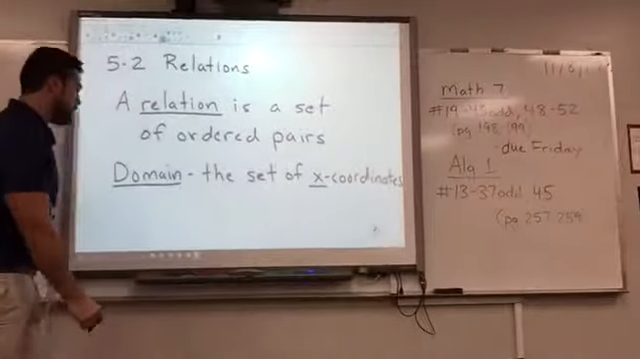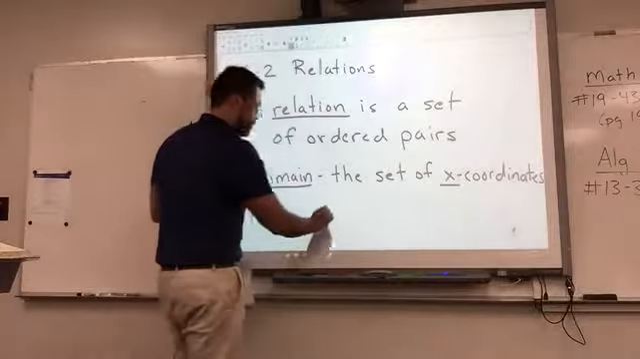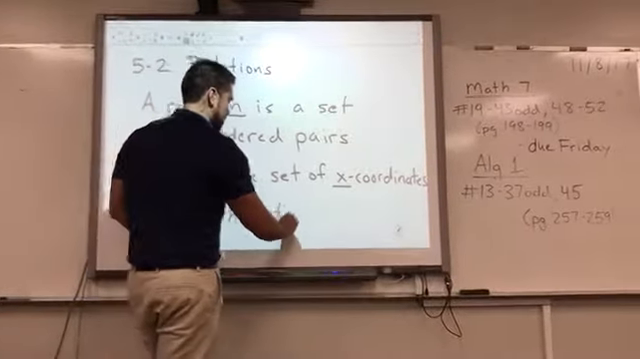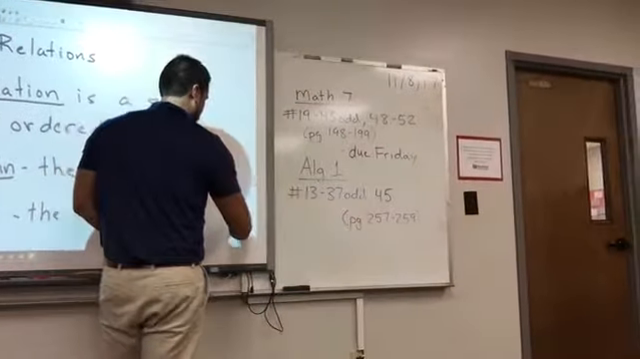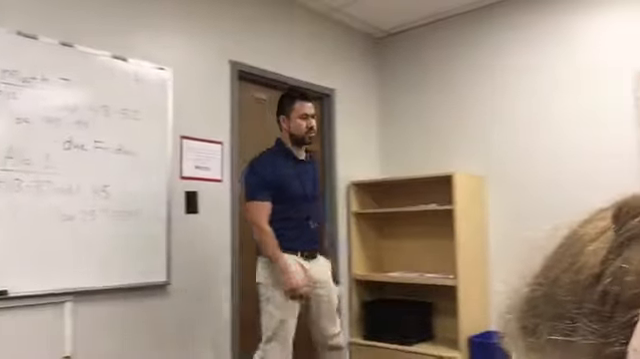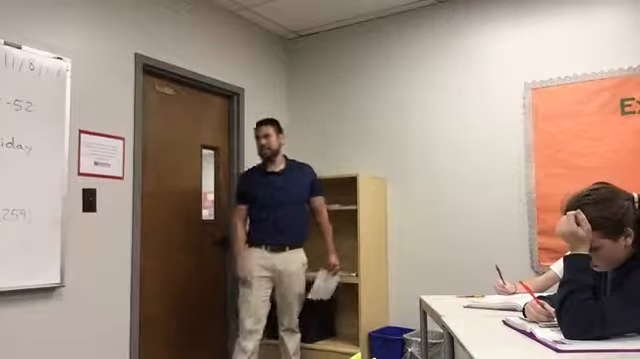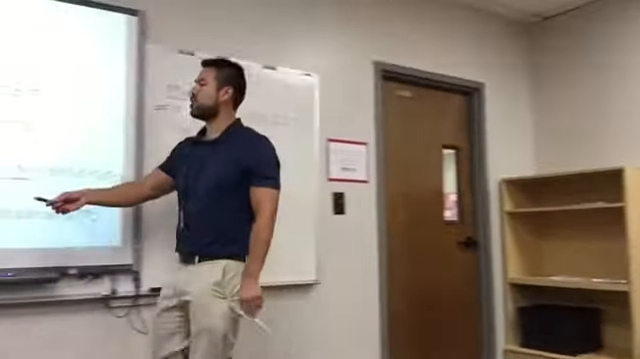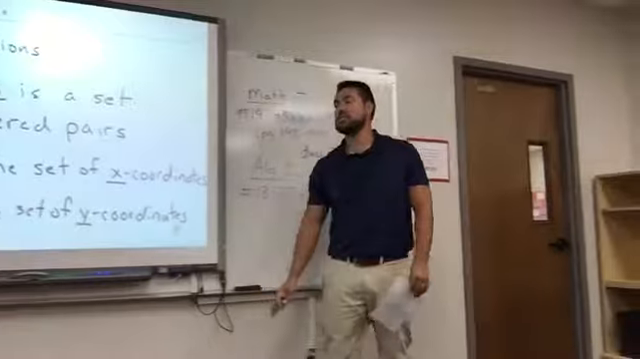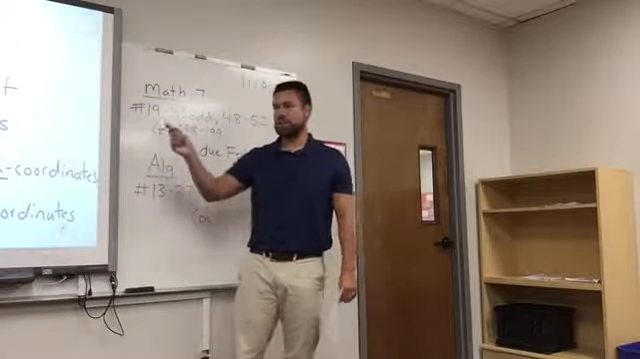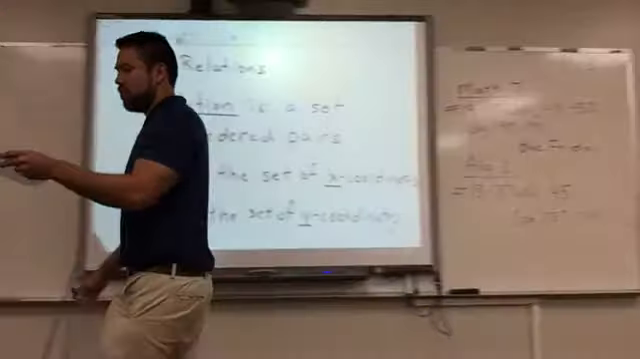X coordinates. Because the other one is called range, and what do you think that deals with? Y coordinates. So the set of y coordinates. And that is going to lead into our problems in just a moment. So you got your domain, you got your range, x and then y, and then a relation is a set of ordered pairs. There's another term we're going to get in the next lesson, which we're not going to go over until Monday. But it's going to deal with relations, but it's a specific type of relation. And you probably could just look at the next lesson and find out what that word would be.